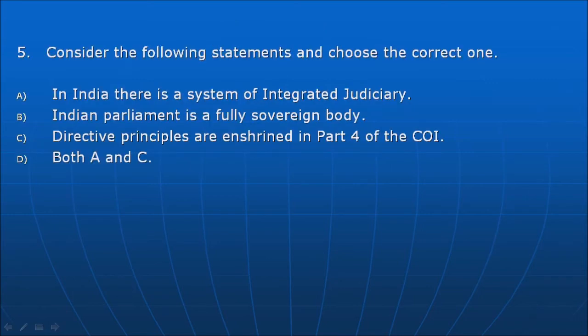Question number 5, consider the following statements and choose the correct one. A, in India there is a system of integrated judiciary. Statement B, Indian Parliament is a fully sovereign body. C, Directive Principles are enshrined in Part 4 of the Constitution of India, and D statement is both A and C are correct. So here the right option is D, that is both A and C options are correct. B is wrong. Let's see why.